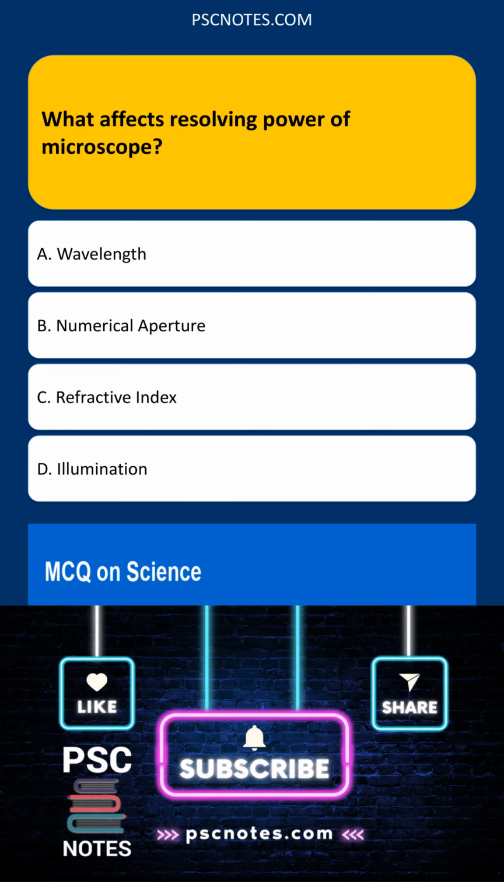Illumination. Illumination is essential for seeing the object, but it doesn't directly determine how well the microscope can distinguish between closely spaced details. While poor illumination can hinder observation, it doesn't fundamentally change the theoretical limit of resolution, which is determined by wavelength and numerical aperture.